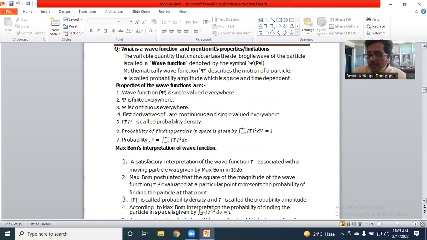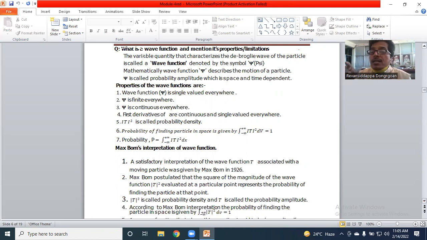There is a continuous variation. This is a particle, the continuous variation of the particle, up and down, up and down. This is a quantity. Which quantity? A variable quantity that characterizes the de Broglie wavelength. You know what the de Broglie wavelength is.